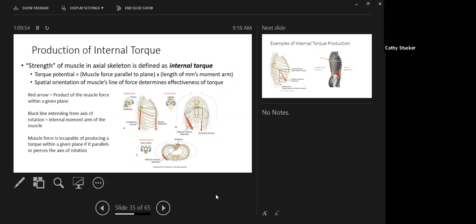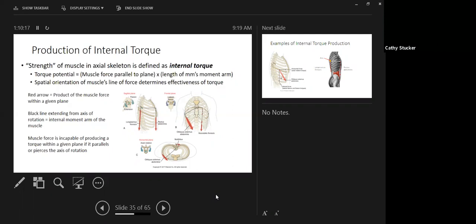The ability of a muscle to provide that support is based on its orientation, the direction of the fibers, and how close it is to the axis of movement. So it's no different from any of the other muscles we talked about when we were looking at torque production and moment arms, right? They're going to come back to haunt you here.